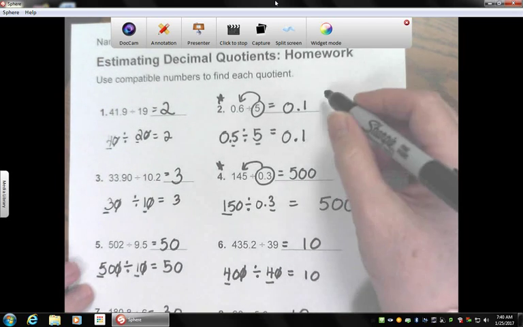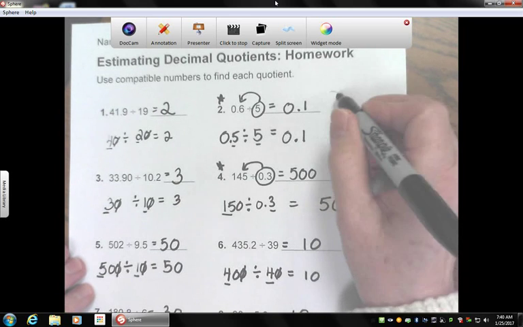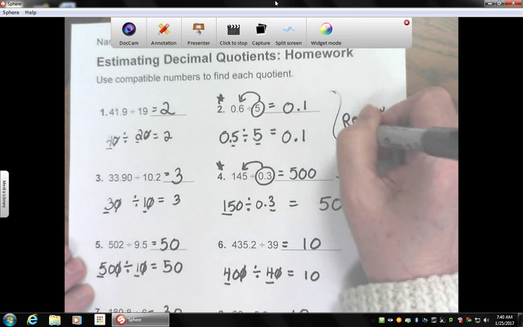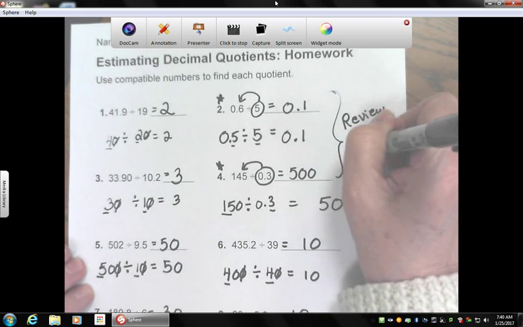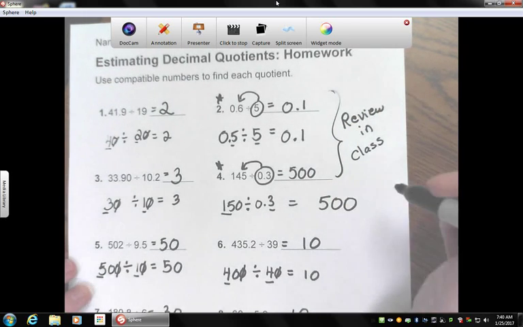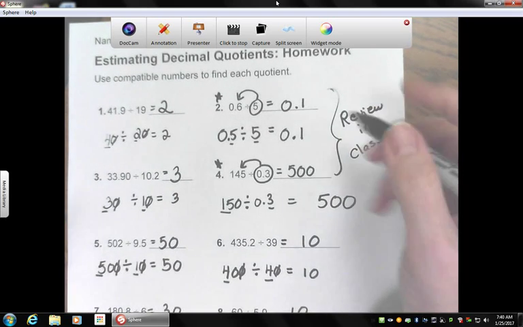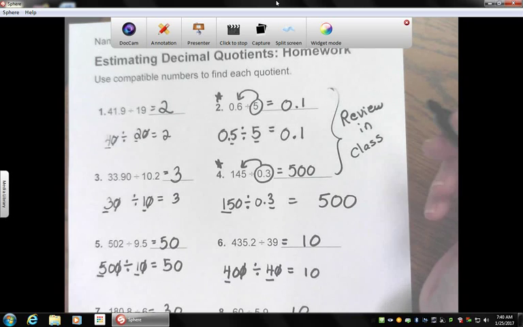Now, these two problems are ones that we're going to review in class as we move forward. So definitely have your questions for tomorrow when you come in. We will look at these problems, and we will continue to look at problems like this to continue to develop our thinking about reasonable answers.